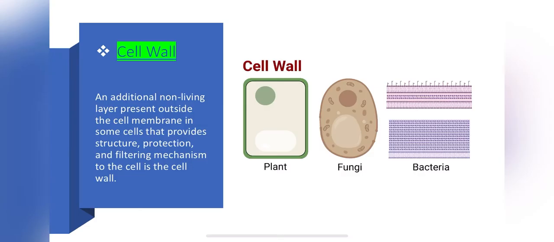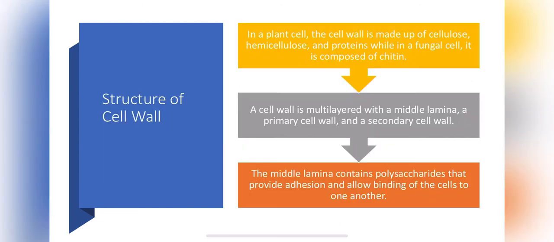Cell wall. An additional non-living layer present outside the cell membrane in some cells, that provides structure, protection and a filtering mechanism to the cell, is the cell wall. Structure of cell wall. In a plant cell, the cell wall is made up of cellulose, hemicellulose and proteins, while in a fungal cell it is composed of chitin. A cell wall is multilayered with a middle lamella, a primary cell wall and a secondary cell wall.